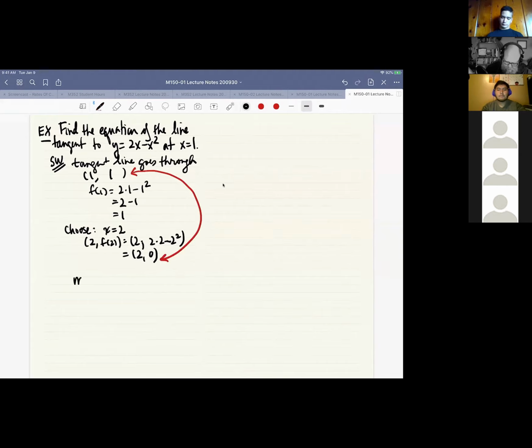And so the slope is the difference in the y values, 1 minus 0, over the difference in the x values, 1 minus 2. And so that's 1 over negative 1. So the slope is minus 1. Okay, so what this tells me here, so here's my answer.